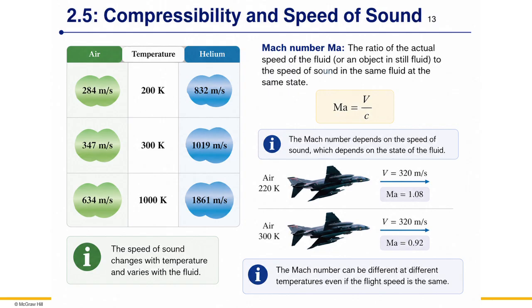For Ma less than 1, the flow is called subsonic. For Ma equal to 1, the flow is sonic. Ma greater than 1, the flow is supersonic. And if Ma is very large, then it is called hypersonic. So Mach number, especially in the case of aircraft, is not just a measure of how fast the aircraft is moving, but it is about how fast it is moving compared to the local speed of sound in that medium.